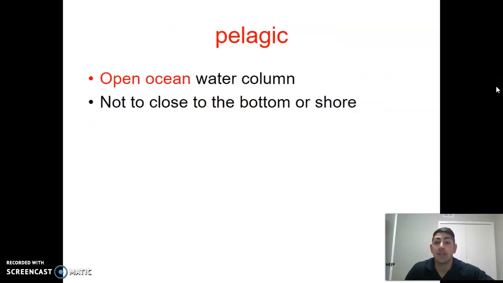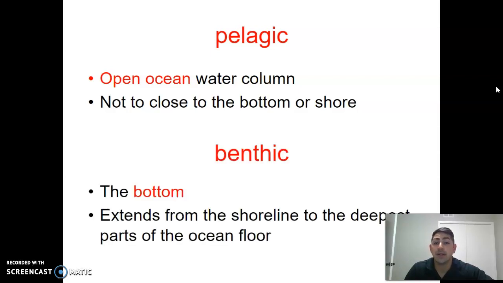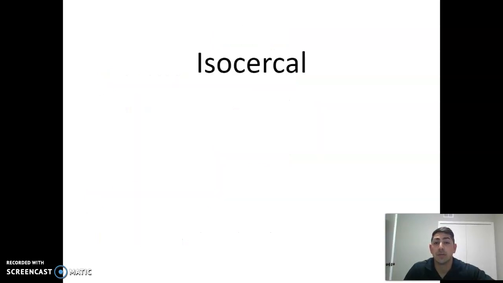All right, pelagic. Pelagic means open ocean or open ocean water column, and it means that it's not too close to the bottom or the shore. And then finally benthic. We have benthic meaning the bottom, and that extends from the shoreline to the deepest parts of the ocean floor.